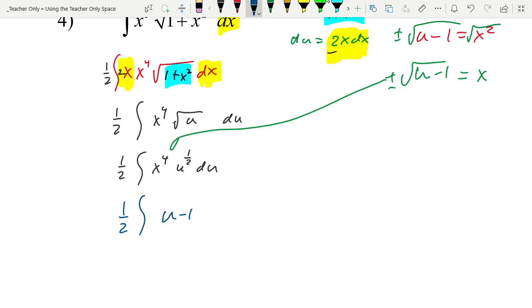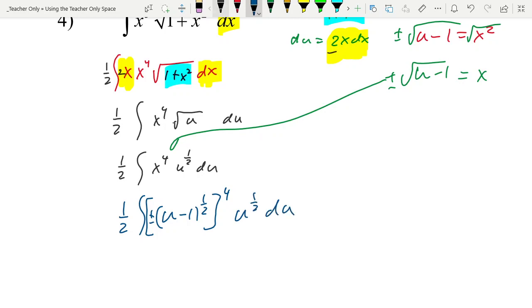So I'm going to make that u minus 1 to the 1/2. And then that whole thing is raised to the 4th. Oh, and don't forget the plus or minus. Silly me. Plus or minus. There we go. Of u to the 1/2 du.